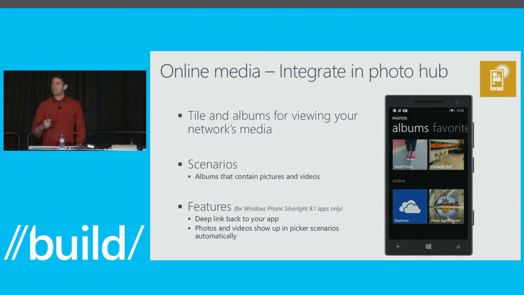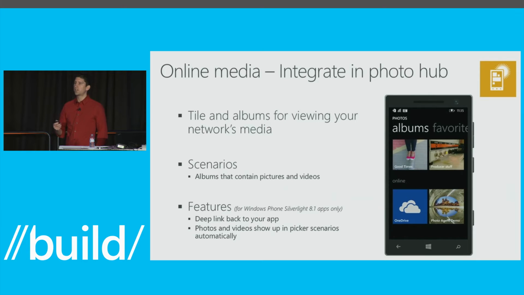The types of scenarios that this enables is for any sort of network photo or video sharing service where you want those photos to show up in the one place where the user is used to looking for photos. We don't think that the user should have to go to 3 or 4 different applications when they want to find one particular photo. It should all be available in one place. And we believe that in Windows Phone 8.1, that place is the photo hub for all of the store applications and the existing photos on the phone.